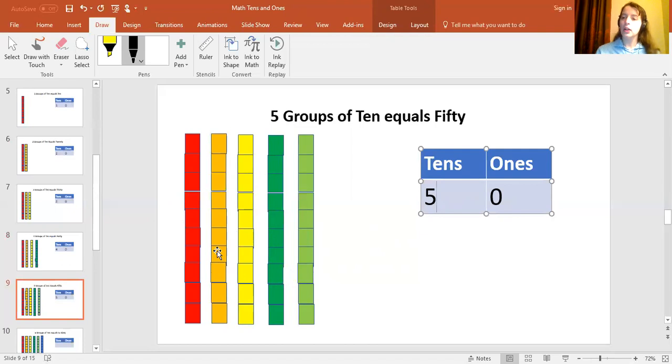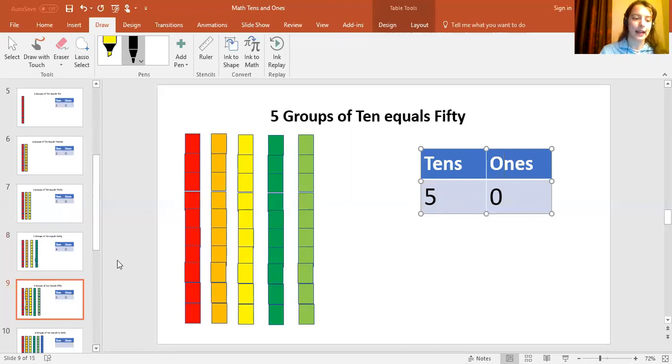And also hold up your hand like this. Let's say this is a 0, okay? Everyone has their hand like this. 1, 2, 3, 4, 5. So 5 and 0, 50. So that is 5 groups of 10.